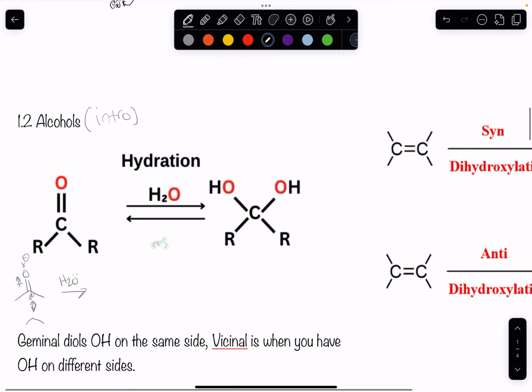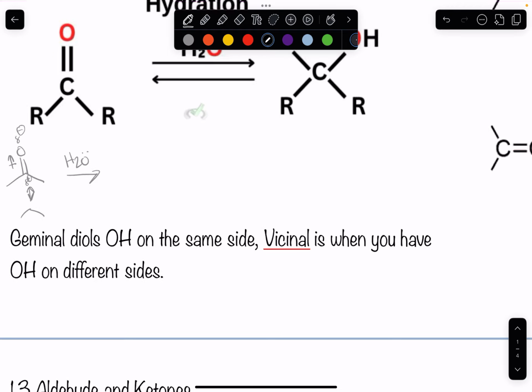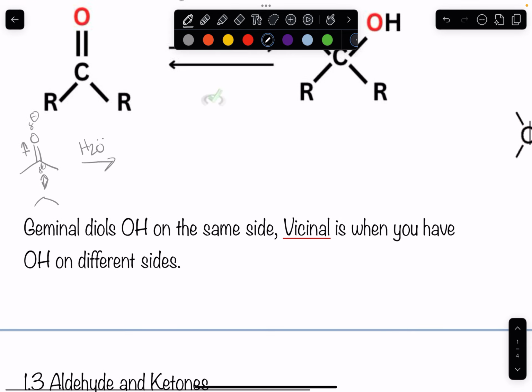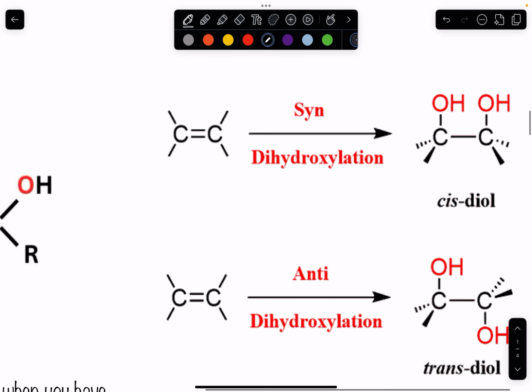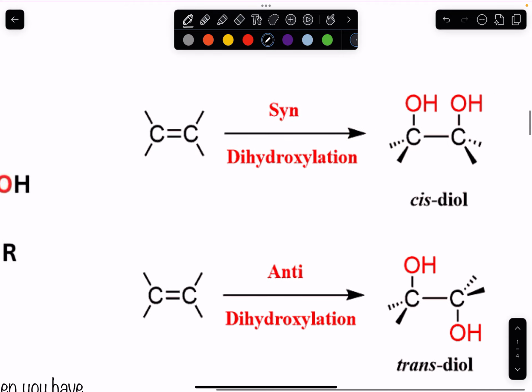Next we need to go over a geminal diol and then a vicinal diol. So geminal diols have both OH groups on the same carbon, and vicinal diols are on adjacent carbons. Remember, we could also call this cis, right? And then we also call this trans. So pretty much very simple. This is how it looks again.